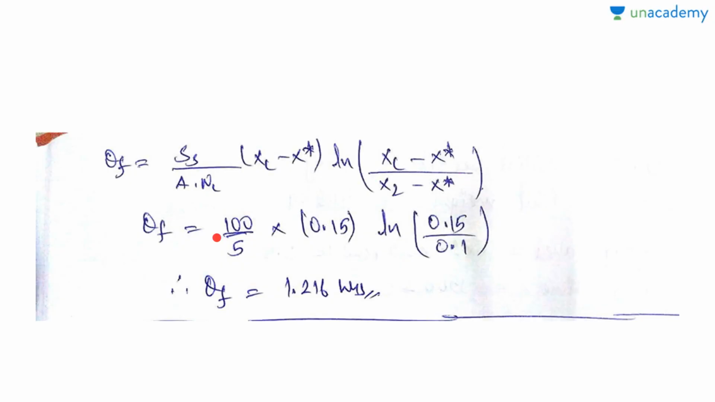Now theta f equals Ss/(A·Nc) × (xc − x*) ln[(xc − x*)/(x2 − x*)]. So theta f equals 100/5 × 0.15 × ln(0.15/0.1), where the equilibrium moisture content is considered negligible, so we have neglected it. When you further solve it, you get theta f equals 1.216 hours.